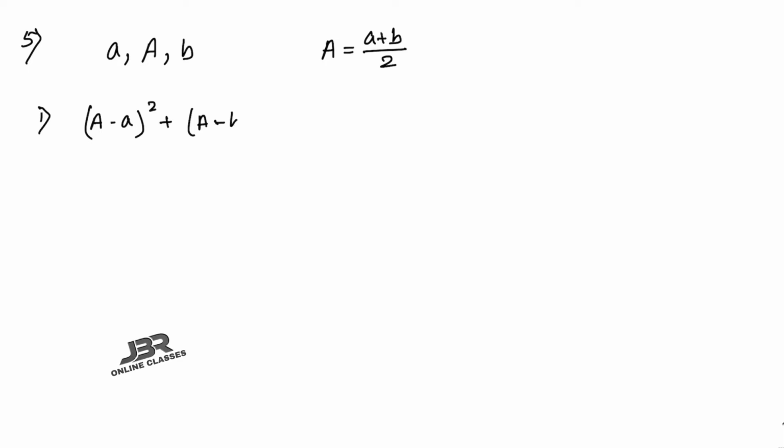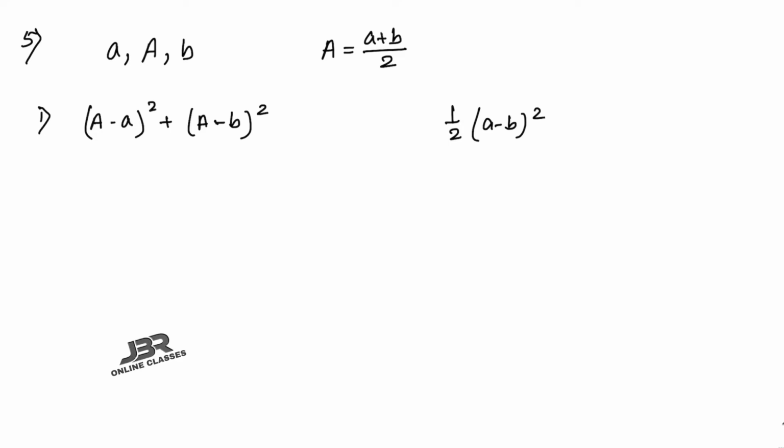So in sum number 5, if capital A is the arithmetic mean between small a and b, so here the condition is capital A equal to (a plus b) by 2. Then prove that (A minus a) whole square plus (A minus b) whole square equal to half (a minus b) whole square. You have to prove that one.